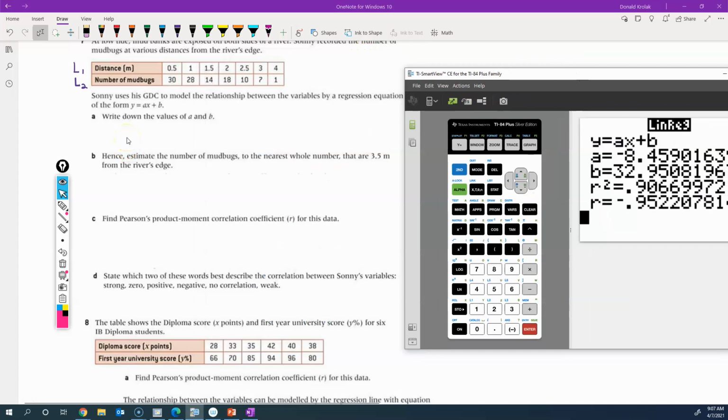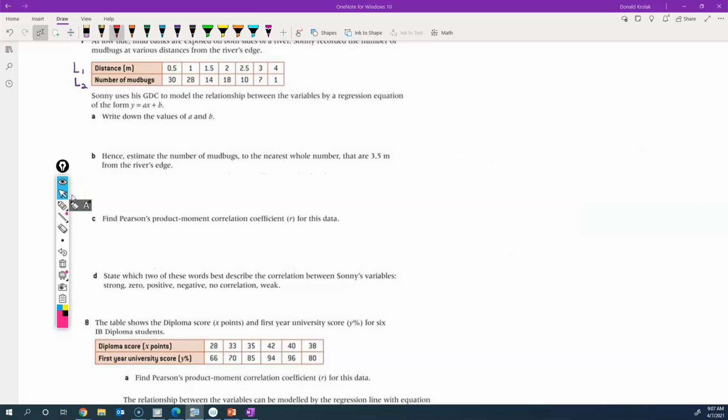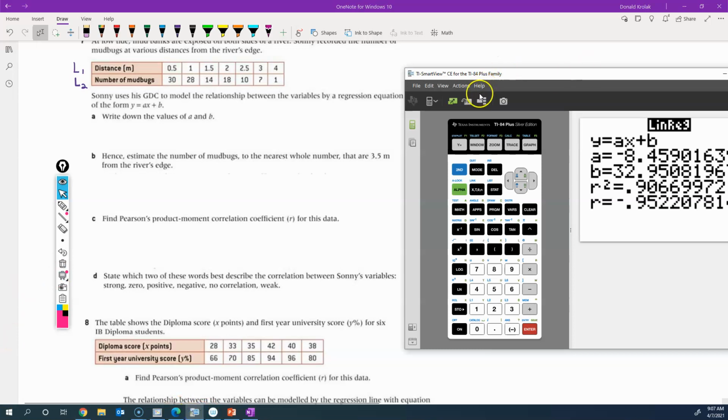Okay. So then your A and your B values go out to 3 significant figures. So let's see. Okay, so A is our slope. And then B is the y-intercept. So that's going to round to 33.